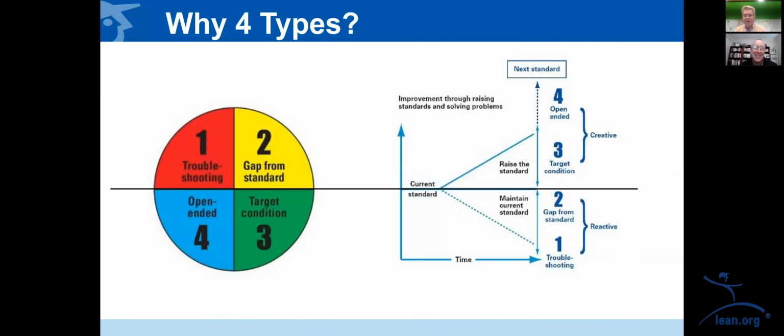Here's a... I'm not sure. I'm sorry, I don't have the name on this. It came in through the chat, but it's simply: why not just use Six Sigma?